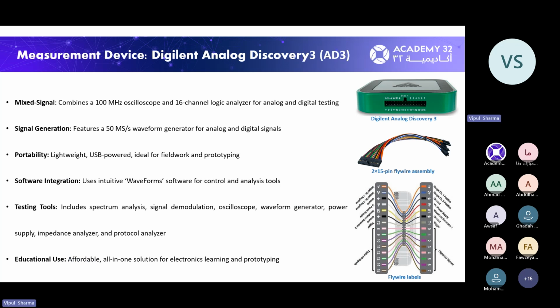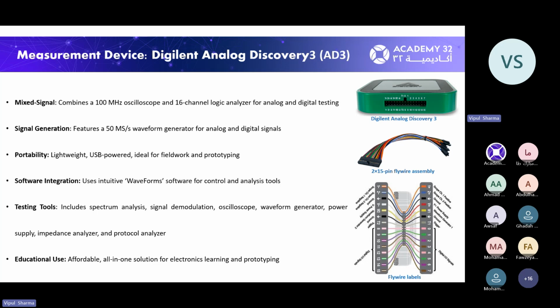Okay, so this is just some of the stuff which I discussed yesterday also. So I will just quickly go through it just to repeat myself. This is a device which we will be using for doing the measurements. This is a Digilent Analog Discovery. This is a portable and very lightweight measurement equipment. It is powered using the USB of your laptop. It can be powered using that.